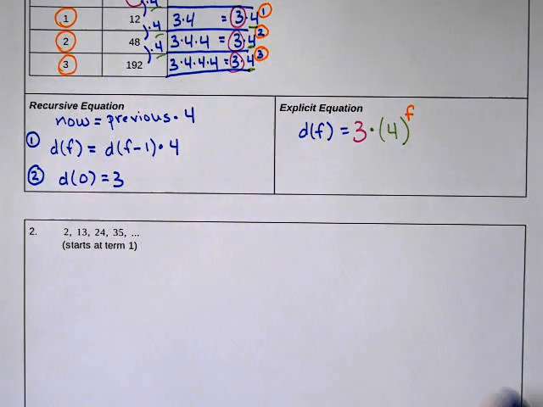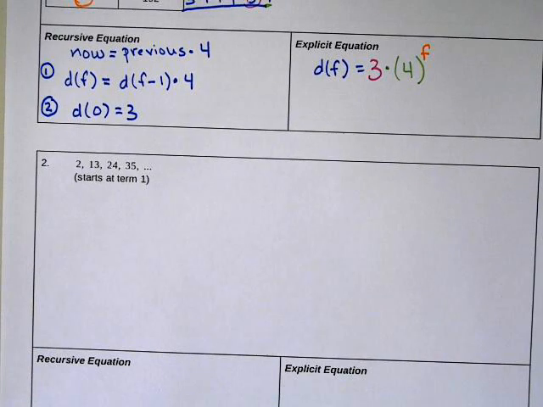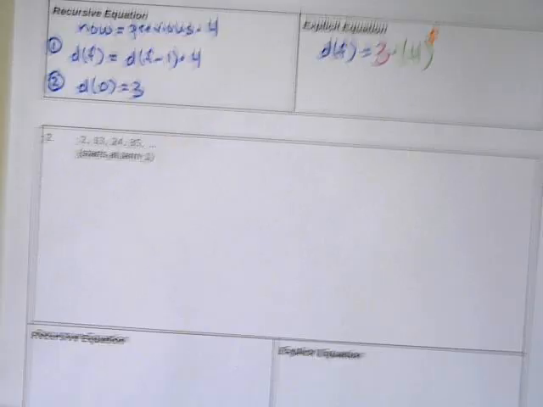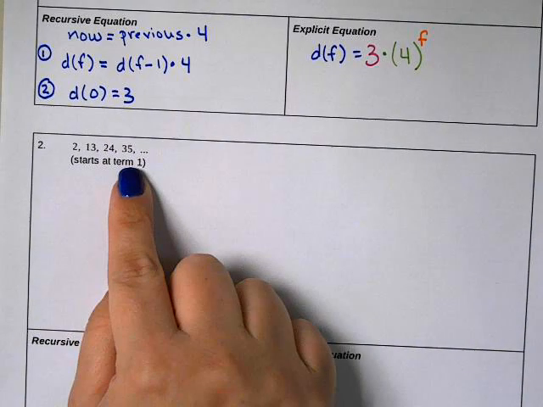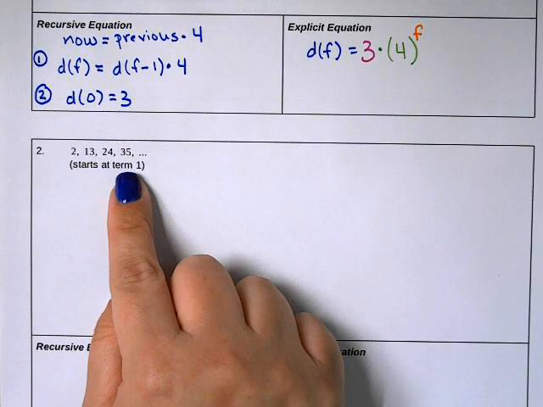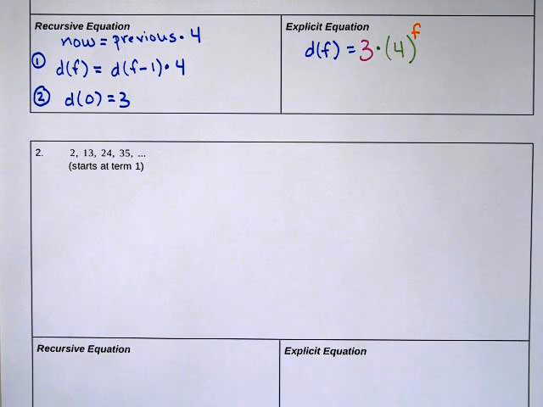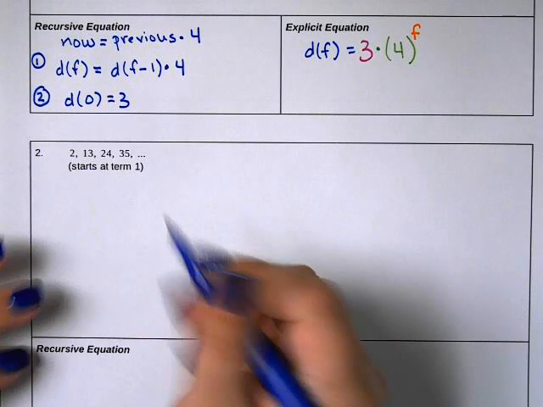Let's take a look at number 2. So for number 2, we're given this list of numbers, and it says that we're starting at term 1. So I don't know about you guys, but for me, it's easier to find my pattern when it's actually in a table. So I'm going to go ahead and actually make a table.